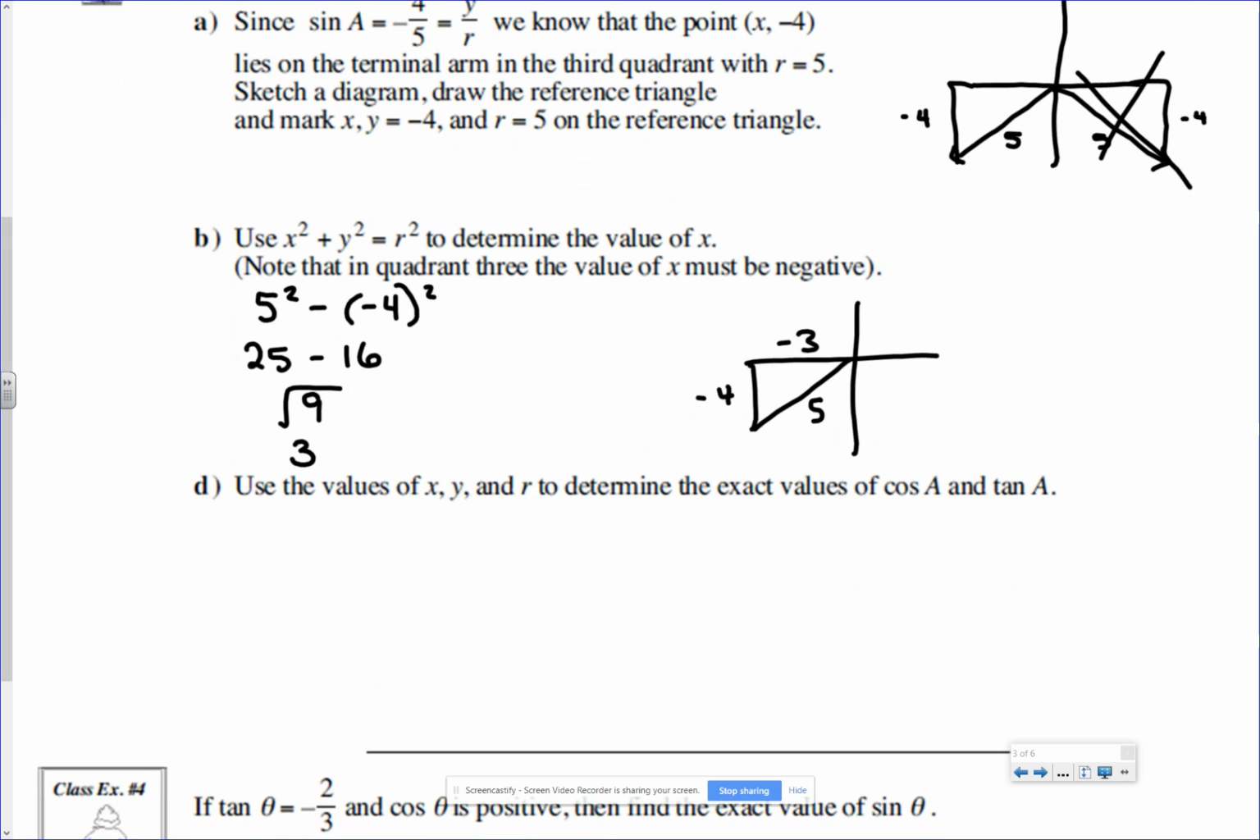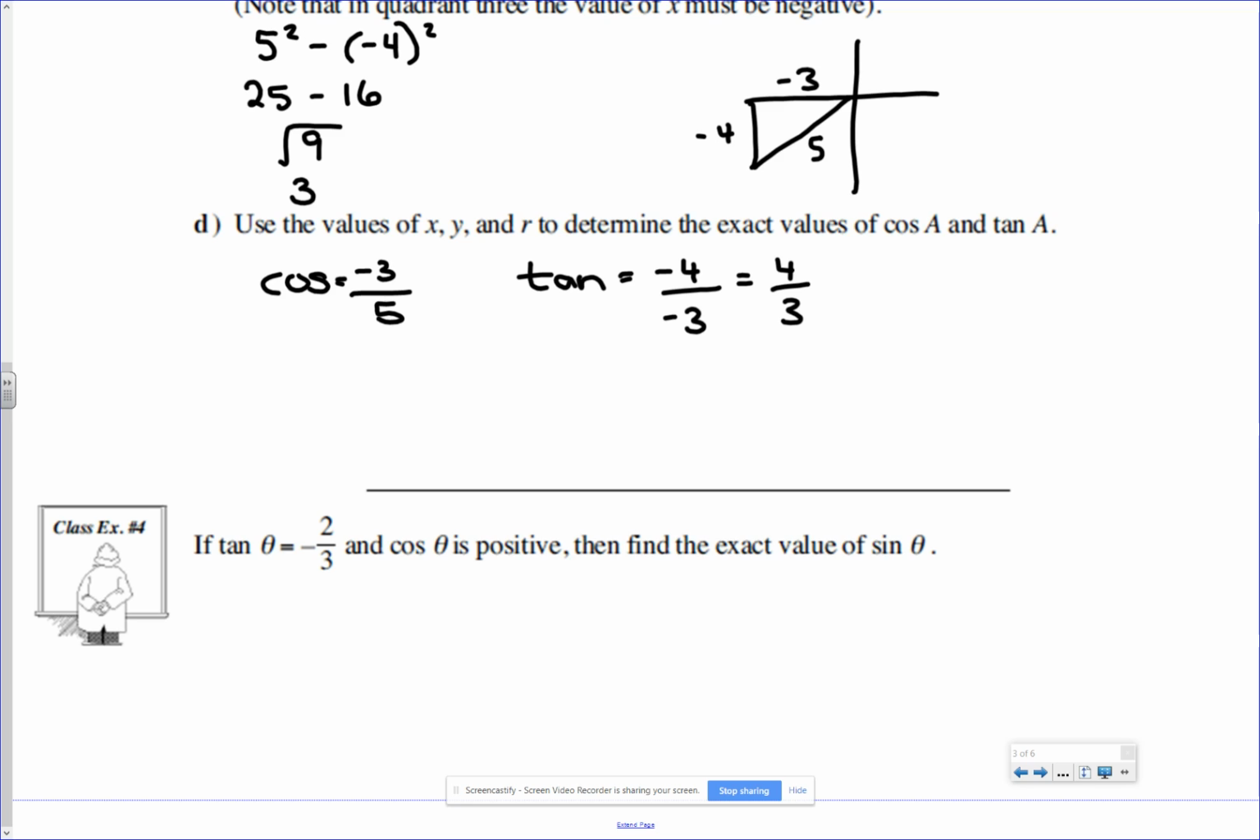And now that I have my triangle, I can do cosine and tangent. So cosine is adjacent over hypotenuse, and tangent is my opposite over my adjacent. So this one would simplify because they're both negative, 4 over 3. So now given my last one here, they want me to do it. It tells me that tan has to be negative and cos has to be positive.